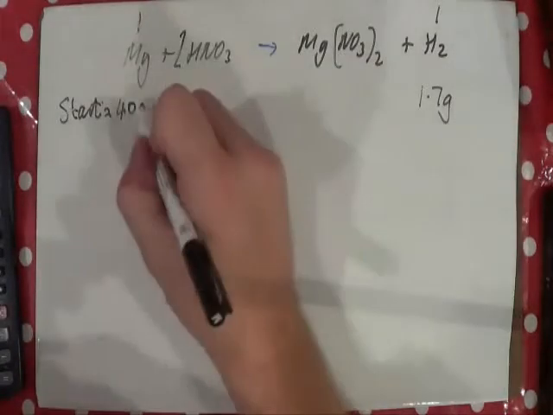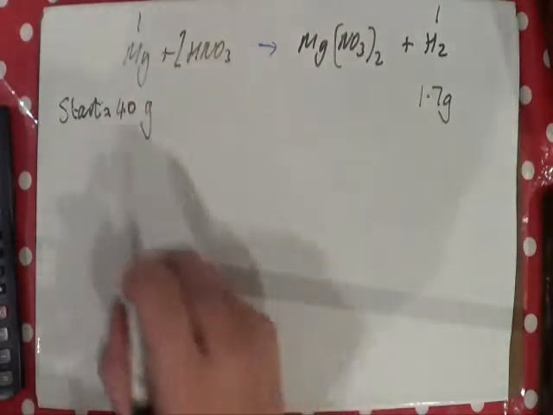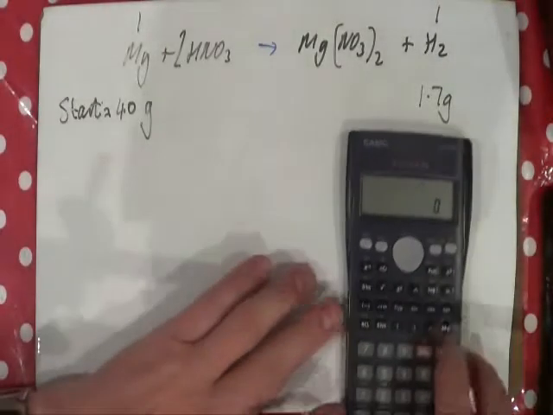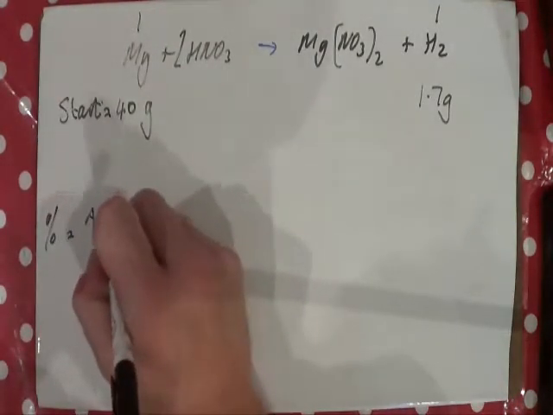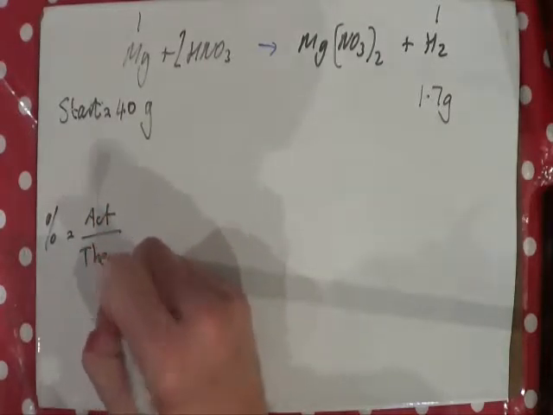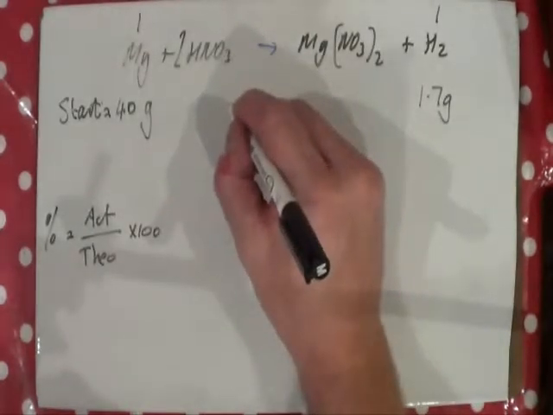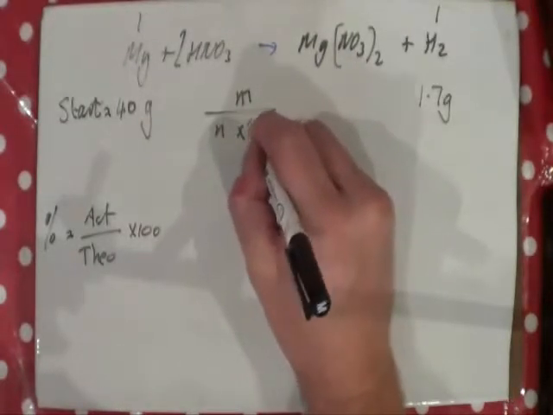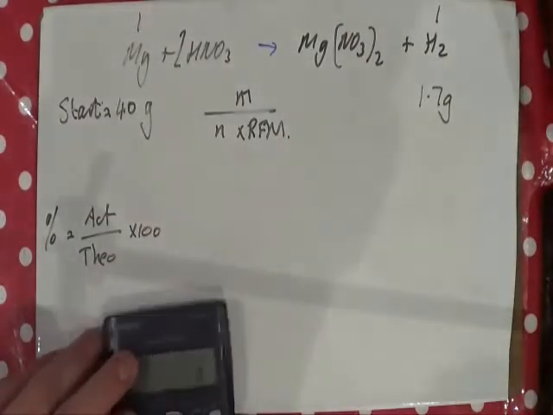Okay, so we have a problem on the board now that we're going to have a little look at. The examiner's told us we started off with 40 grams of magnesium and we made 1.7 grams of hydrogen gas. So we've got to work out our percentage yield. Remember your little equation: percentage yield equals actual yield over theoretical, or 100% yield, times 100. And also remember that mass equals moles multiplied by RFM.